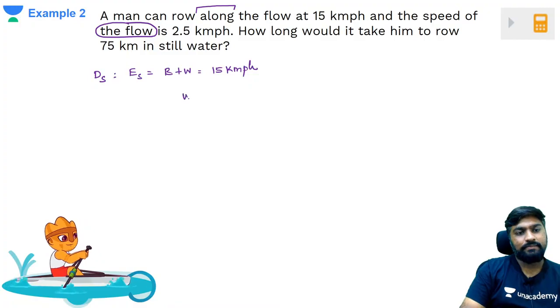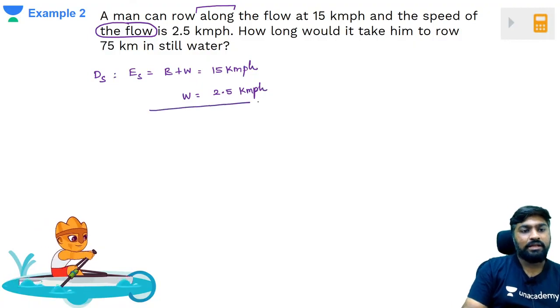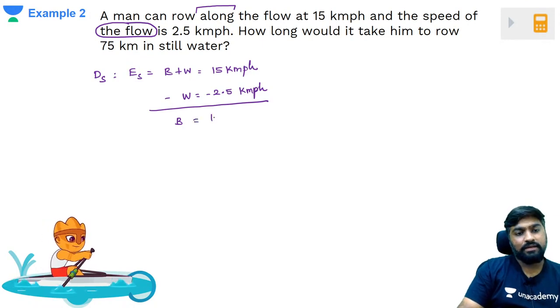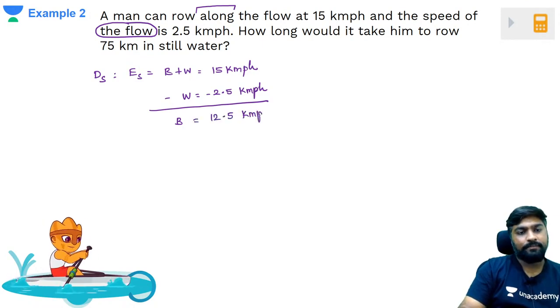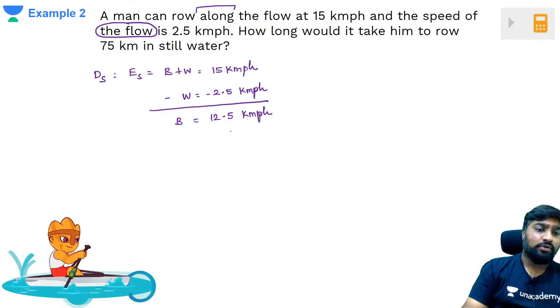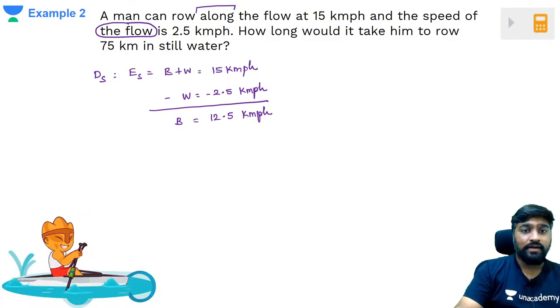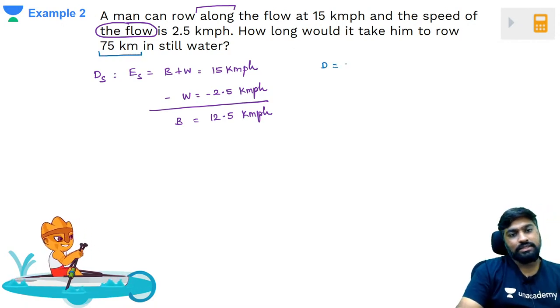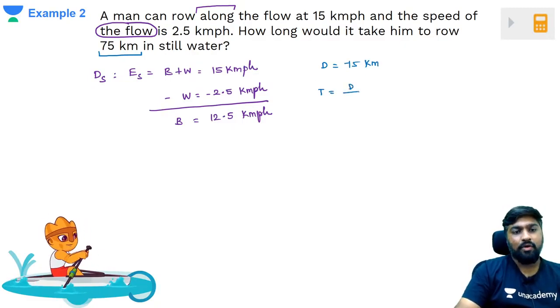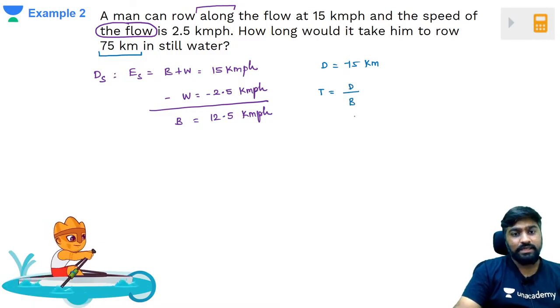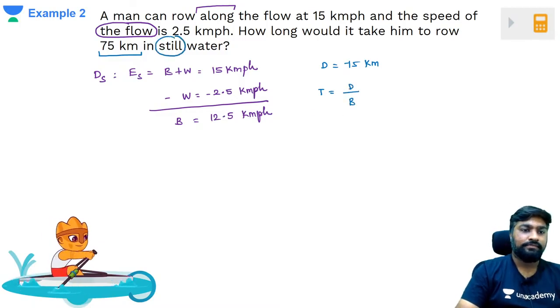So if the speed of the water is 2.5 kilometers per hour, can we find out the speed of the boat? What is it going to be? 15 minus 2.5, that is 12.5 kilometers per hour. So we've understood that the speed of the boat in still water is 12.5 kilometers per hour. What do they want us to find out? They want us to find out how long would it take for this boat to travel 75 kilometers. So distance is 75 kilometers. Time is distance upon speed. This time the speed is going to be the speed of the boat. Why? Because still water.